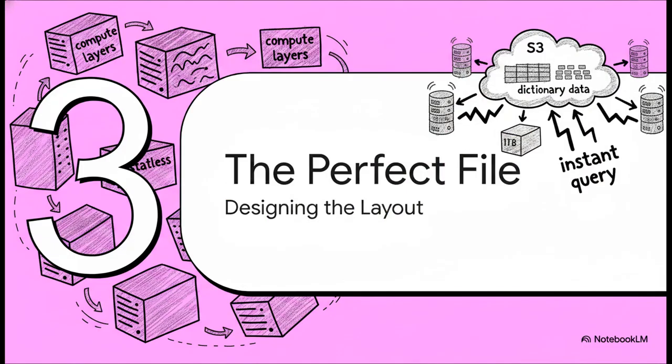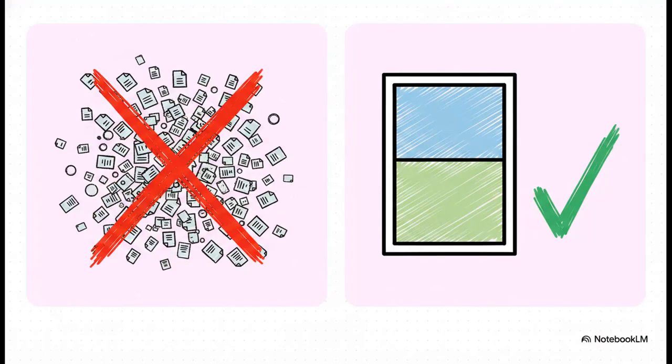Part 3. The perfect file. Designing the layout. So our compute layer is stateless. Great. But how on earth do we actually store 1 terabyte of dictionary data on S3 so our servers can query it instantly? Well, the naive approach would be to just dump 170,000 individual text files into an S3 bucket, one for each word. Don't do this. That is an absolute operational nightmare. It destroys portability, it racks up massive S3 request costs, and it makes atomic updates practically impossible.